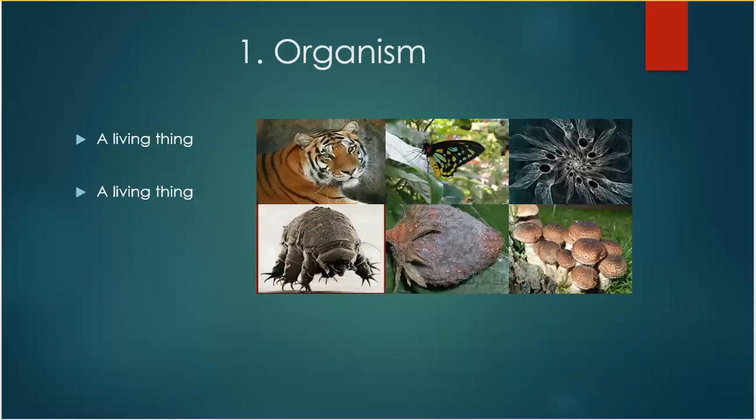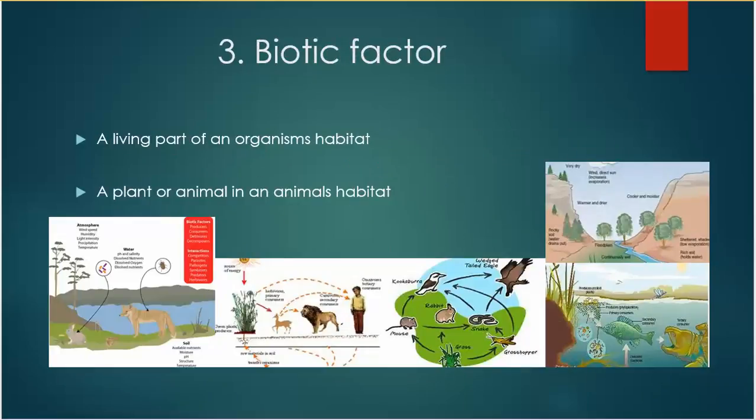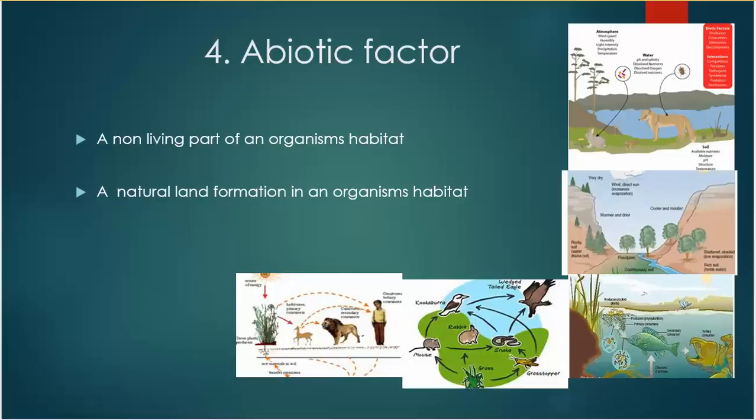An organism, a living thing. Habitat, an environment that provides the things an organism needs to live, grow, and reproduce. An animal or plant's home. Biotic factor, a living part of an organism's habitat, a plant or animal that is in an organism's habitat. Abiotic factor, a non-living part of an organism's habitat, a natural land formation in an organism's habitat.